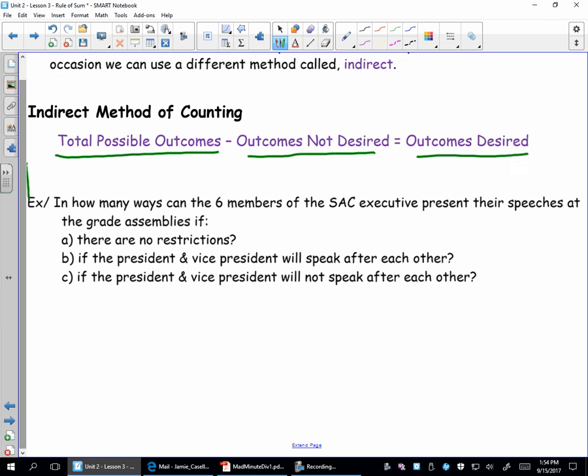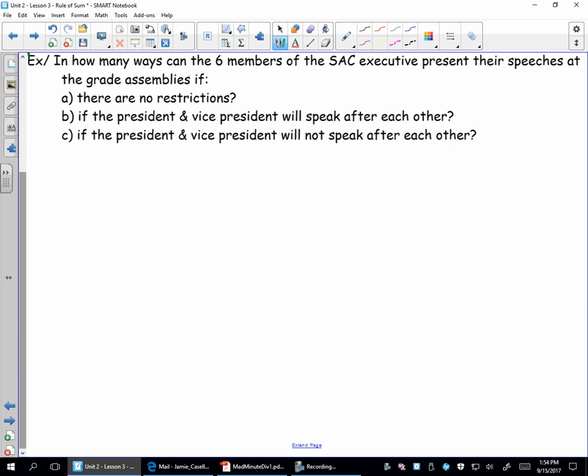So in how many ways can the 6 members of the SAC executive present their speeches at the assemblies if there are no restrictions? Well, no restrictions means any of those 6 people can go in whatever order they want to. They can't repeat. They all have to go, and order matters. So 6 factorial. No restrictions also means the total possible combinations.